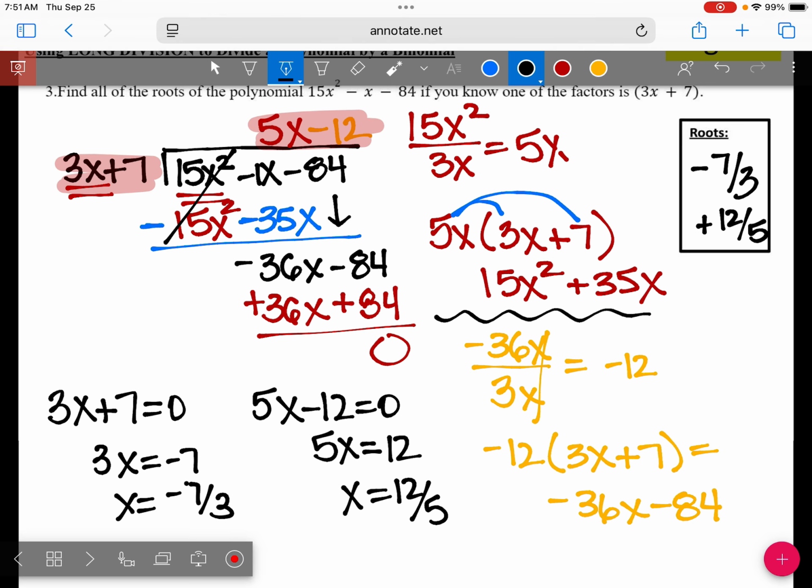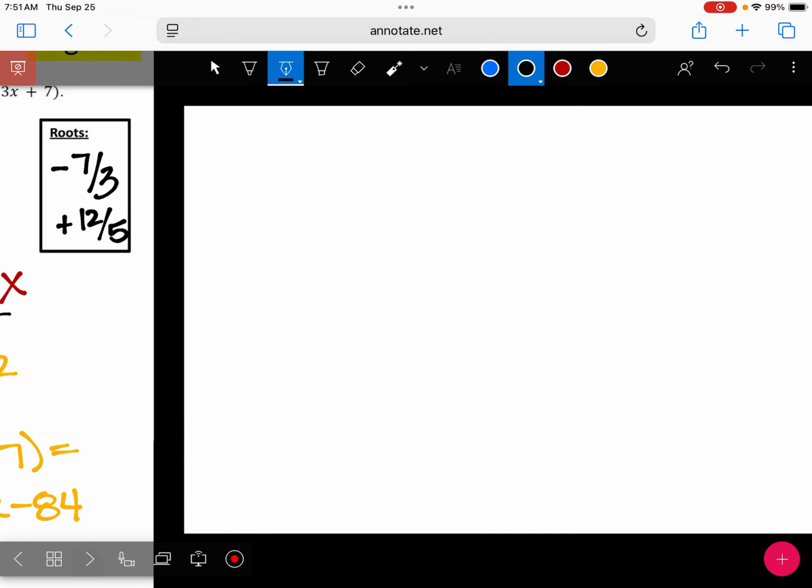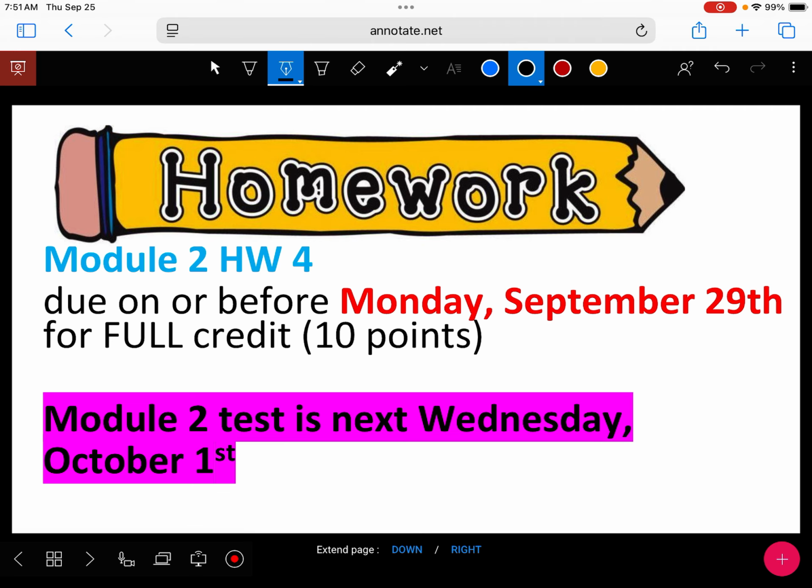So we will practice this more tomorrow. I know this is new. We're going to practice it some more. Homework 4 is due on Monday. And you have your test next Tuesday.